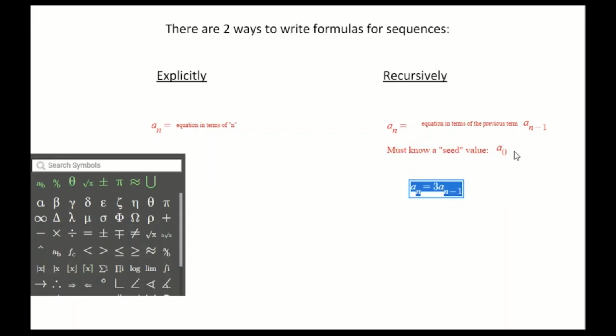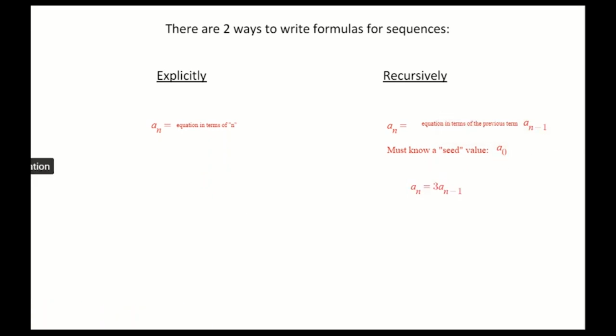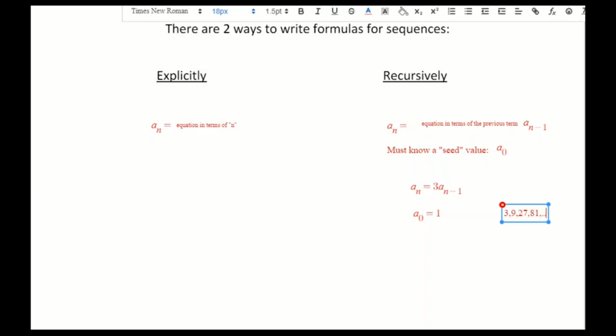So it is imperative that you have what is known as this seed value. For instance, with this recursive formula right here, let's say my seed value was 1. If the seed value is 1, then the sequence is... I'm sorry, you've got to plug that 1 in. So a sub 1 would be 3 times 1, which is 3, times 3 would be 9, times 3 would be 27, times 3 would be 81, etc.